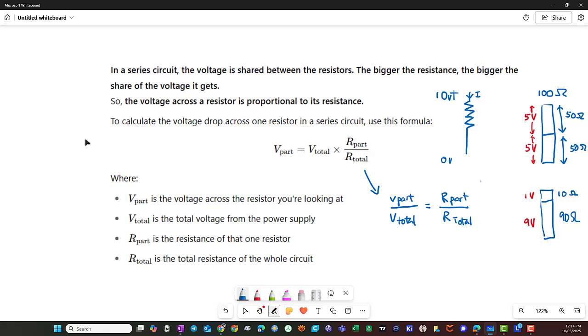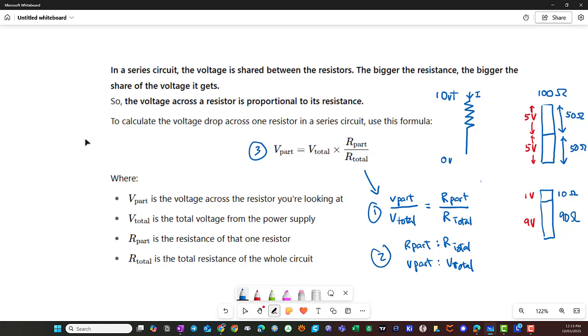Okay, this is proportional. Or we can put it in ratio form. We can say the R part to the R total has the same ratio as the V part to the V total. Now, this form, the second form, and the third form are all expressing the same idea.